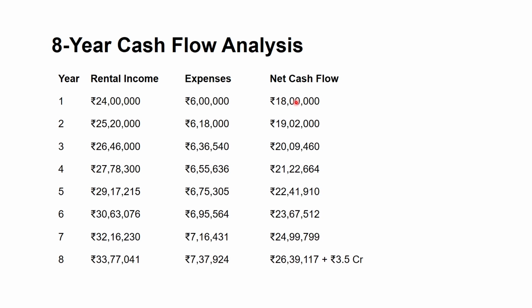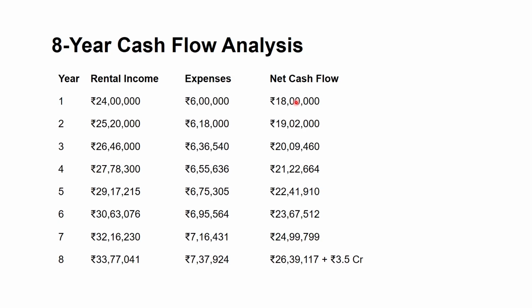So, first we will take a cash flow projection. So, here is our 8-year cash flow projection. In year 1 rental income is 24 lakhs minus 6 lakhs in expenses, giving us 18 lakhs net cash flow. Each subsequent year rental income grows by 5%, while expenses grow by 3%, gradually improving our net cash flow.